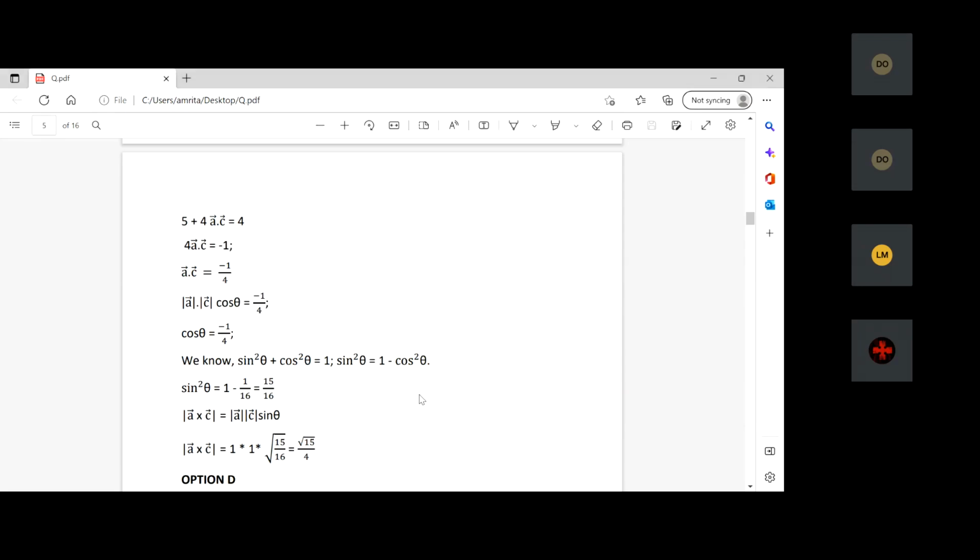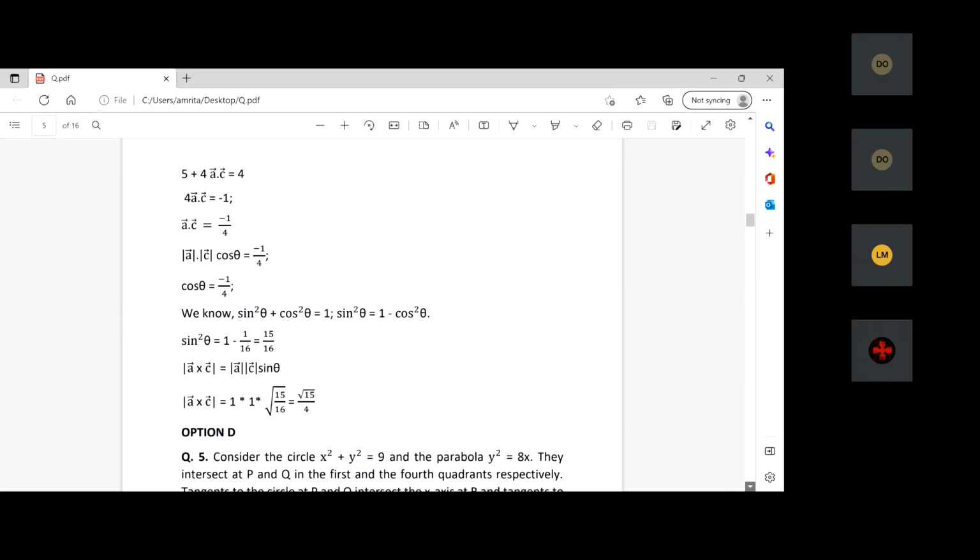It will be 1 minus cos square theta, so 1 minus 1 by 16, which is 15 by 16. Now this is the formula, right? A cross C is equal to vector A, vector C, sine theta. So you have the sine theta, you have these two values, which is 1. Sine square theta was 15 by 16, so you will get sine theta as root of 15 by 16. You can simply rearrange this as root 15 by 4. This is how you solve this question.